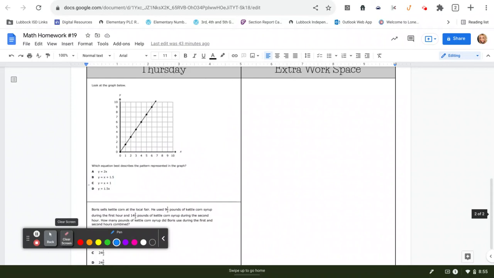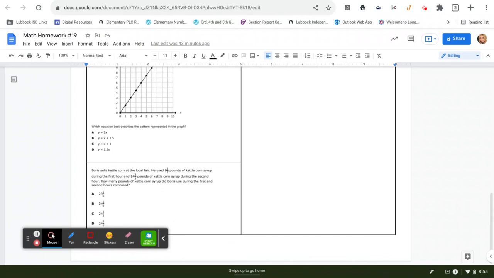Okay, and last problem. Oops. Boris sells kettle corn at the local fair. He used 9.5 pounds of kettle corn syrup during the first hour and 14 2/3 pounds of kettle corn during the second hour. How many pounds of kettle corn syrup did Boris use during the first and second hours combined?